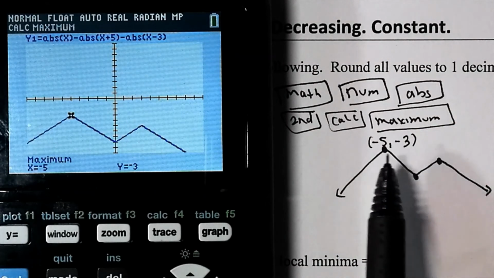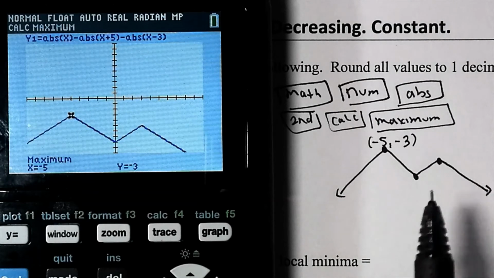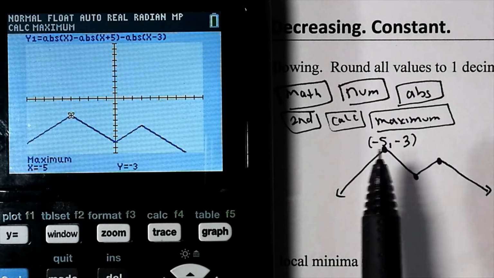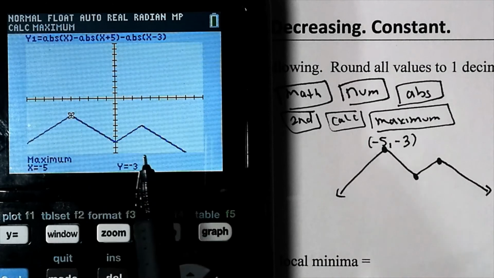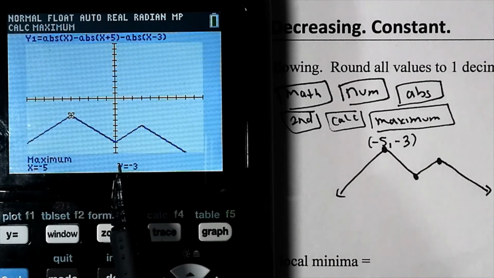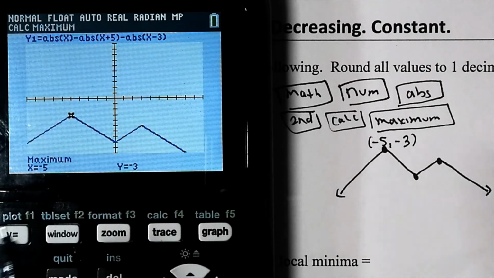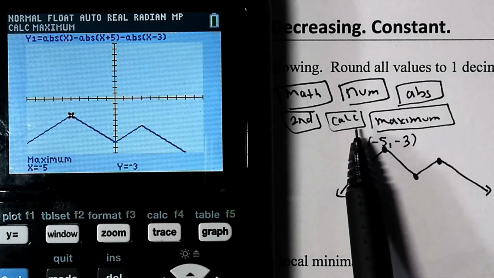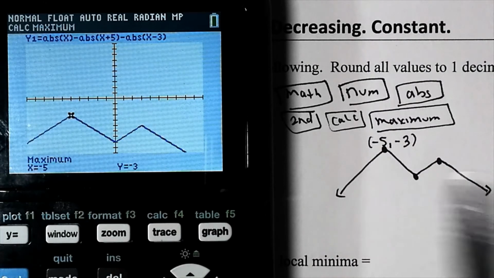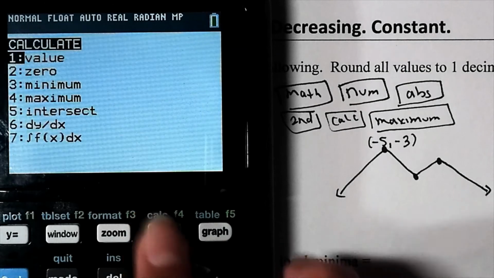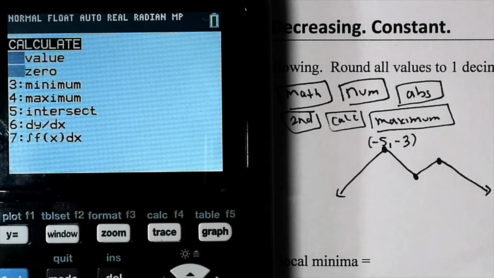So again, I want to identify the high and low points, and then we'll answer the problem. So if I continue tracing this graph, I guess we have a low point. So we want the calculator to calculate something for us. So we're gonna do second calc, not maximum but minimum. So second calc, and then we're gonna hover down to minimum, or you can just enter the number 3.